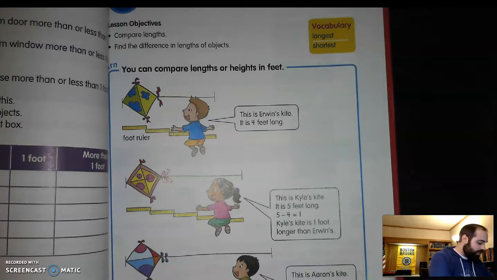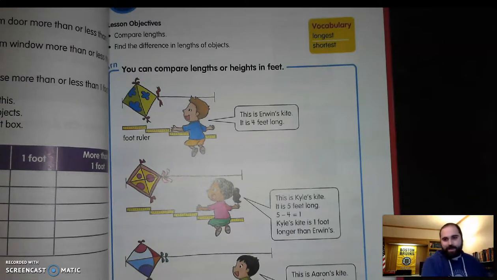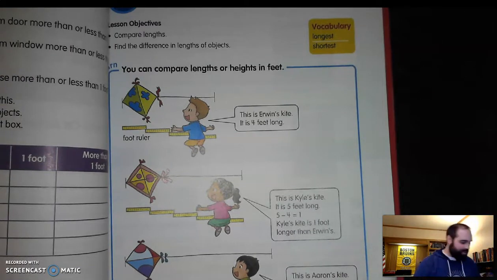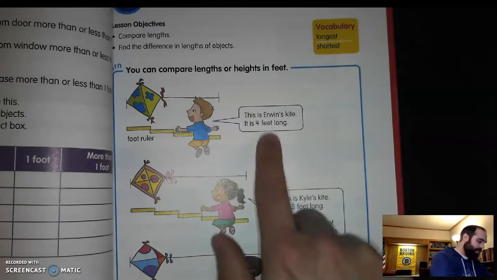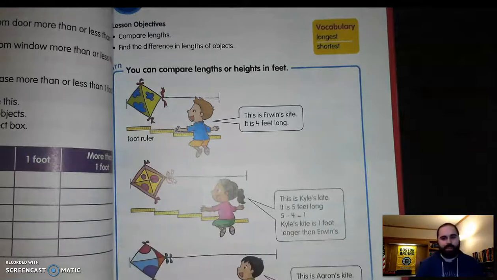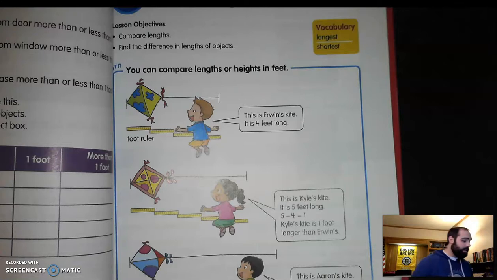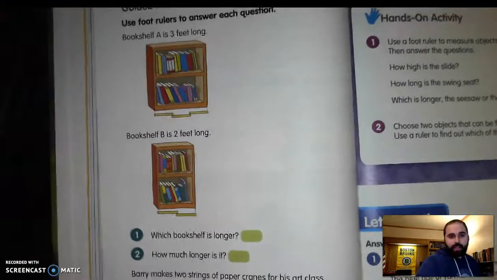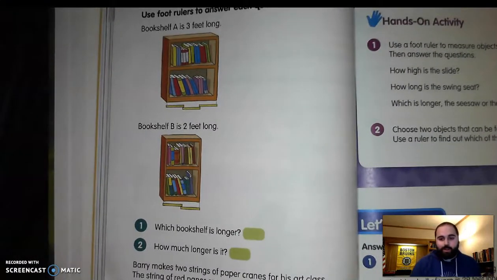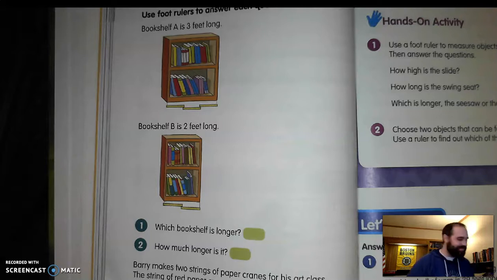Aaron's kite over here is measuring 1, 2, 3, 4, 5, 6 feet long from end to end, right? And it is the longest. Remember, that's the superlative. So this is the most, right? And we can now say Erwin's kite is the shortest, right? Erwin's up here. So we're comparing all 3 of these together now. Just like we would compare height in the classroom with our other classmates, remember? We can do the same thing here. All right. So let's get into a couple of practice questions that we're going to be doing together. And then you're going to be practicing on your own as well on the next page, okay?